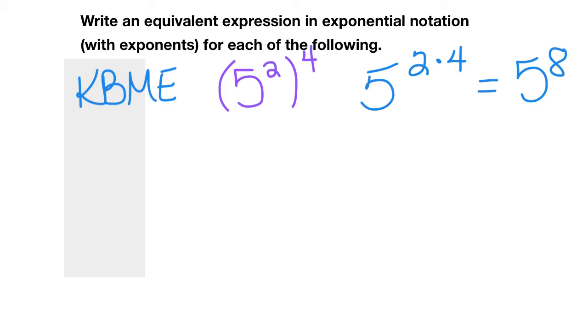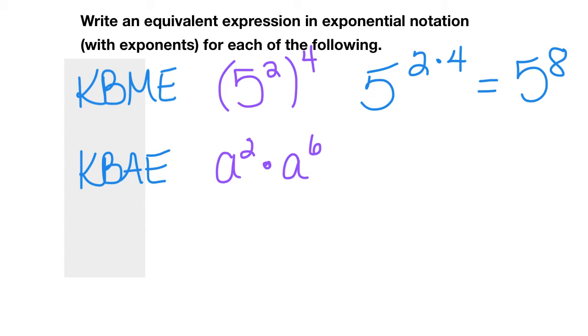Our second expression is a to the second power times a to the 6th power. This is a product of powers property, and on this one we keep the base, add the exponents. Keep the base of a, and we're going to add the exponents 2 plus 6. So we have the expression a to the 8th power.